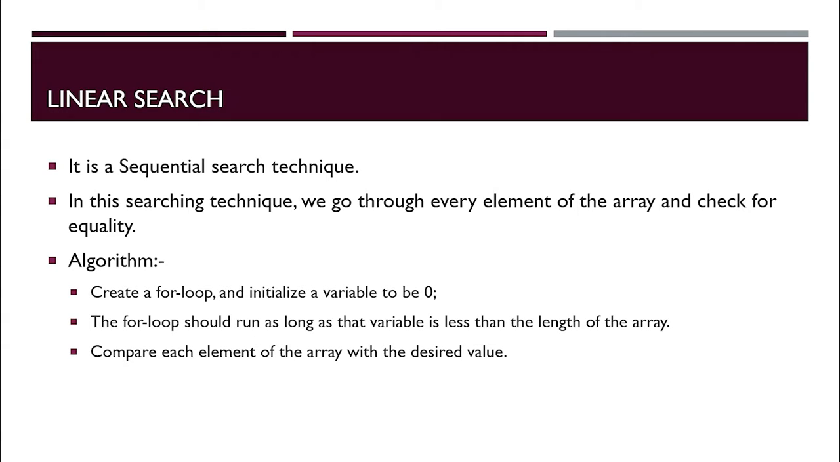It's a sequential search technique, and in this search technique, all we do is we go through each and every element of the array and search for the certain value that we're looking for and return it. Now, the algorithm for the linear search is pretty simple. All we have to do is create a for loop and initialize a variable to be 0, which will be the beginning point of the array, and the for loop will run as long as the variable is less than the length of the array. And then we have to compare each element of the array with the value that we're trying to search for.